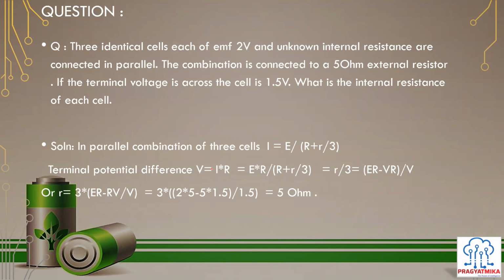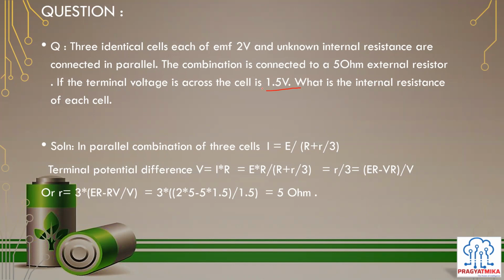There is a small question. We have identical cells, each of EMF 2V, with an unknown internal resistance, connected in parallel. The combination is connected to an external resistance of 5 ohm. The terminal voltage becomes 1.5 volt after connection of this external resistance. What is the internal resistance of the cell?